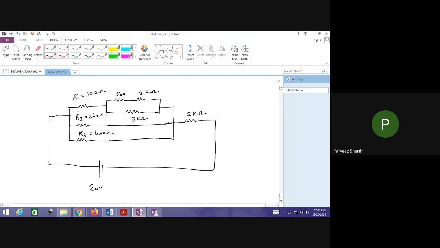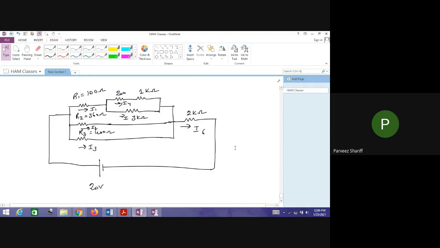Now I want you to find the current I1, I2, I3, then I4, I5, then I6. Okay, so this is the assignment. Kindly note down the circuit. So we'll continue in the next session.